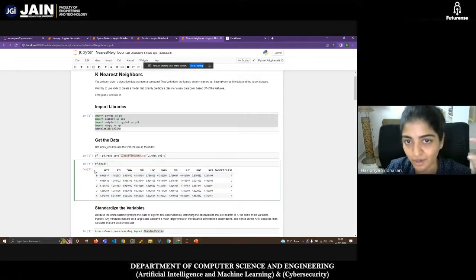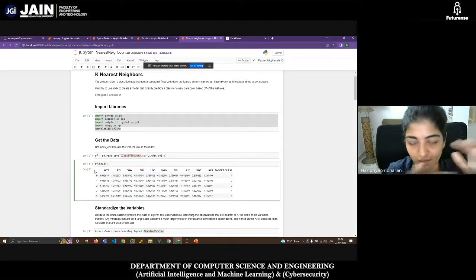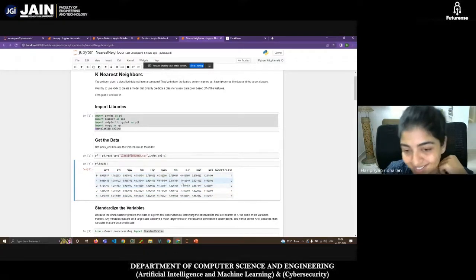Most of the data sets that you get, on a real-time basis, the features are blocked out. So what they will mostly give you is a target class. From that, it is almost impossible to know what algorithm to use when you do not know how to classify and represent the data. So the use case is that you need to create a model which predicts a class for a new data point based on the features.